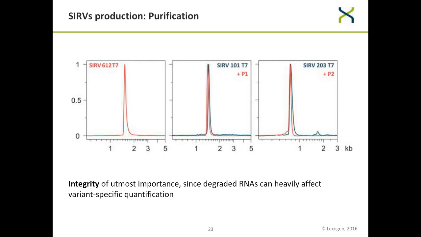And if the transcription itself wasn't very pure, like in the left-hand case for SERV 612, we applied custom purification methods to really have a very high integrity and no degradation product. Because the degradation product of one isoform can then later on heavily influence the quantification and identification of all the other isoforms in a given gene.